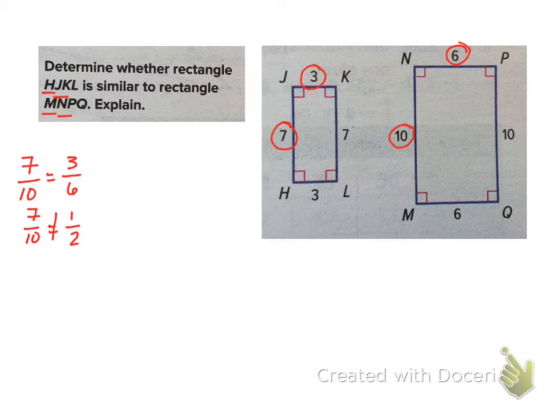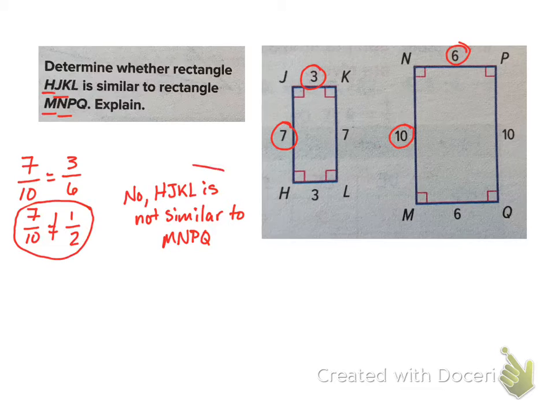So we are going to say that no, HJKL is not similar to MNPQ. And then our reasoning, we could just circle this also as part of our answer. So those are the two parts to our answer. You could also say something like the sides don't have the same scale factor, but I will accept this as an answer.